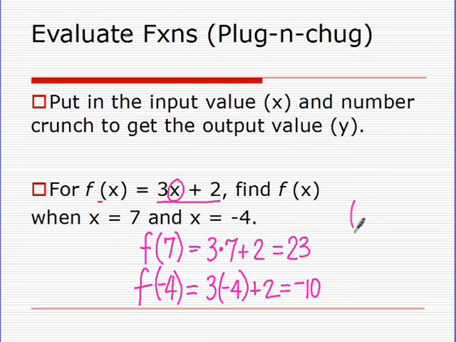We could take this information, we can write ordered pairs with it, right? 7, 23, negative 4, negative 10. Now you're not actually in this problem being asked to write the answers as ordered pairs, but I want you to see that that's what's coming out of these. When you evaluate a function, you're getting an ordered pair, right? You plug in the x value, the independent variable, you get the dependent variable, the y value, which is, in this case, for the first one, 23.